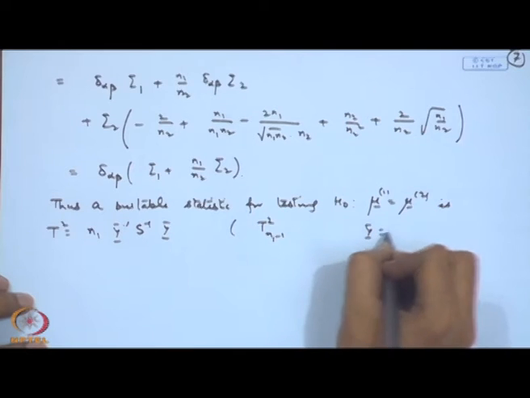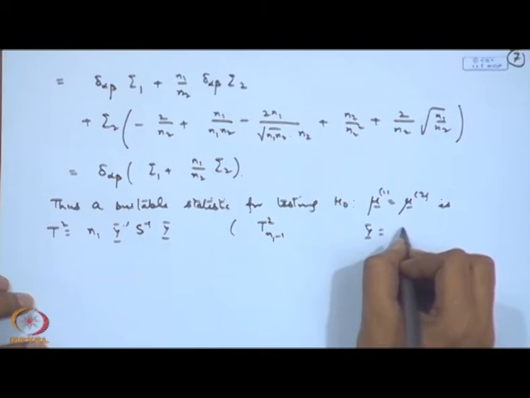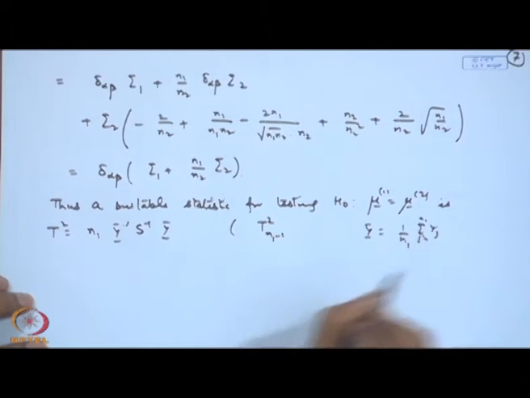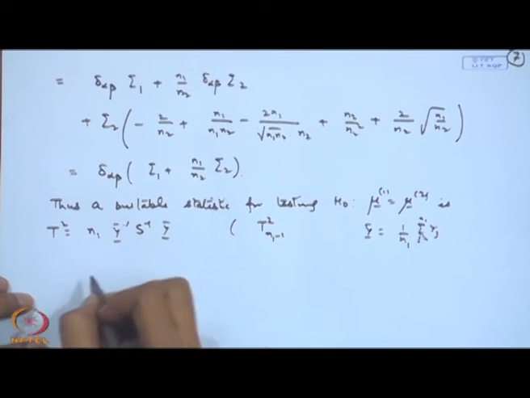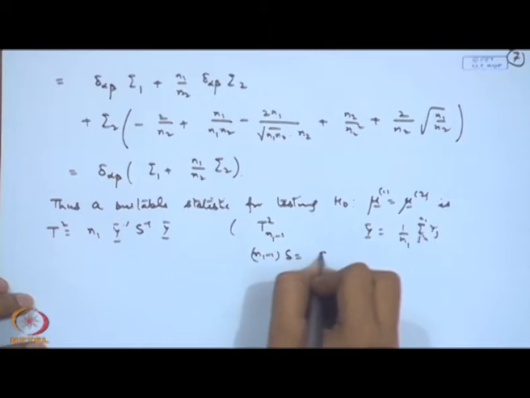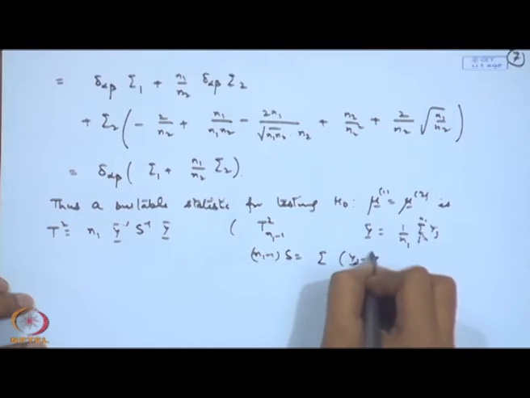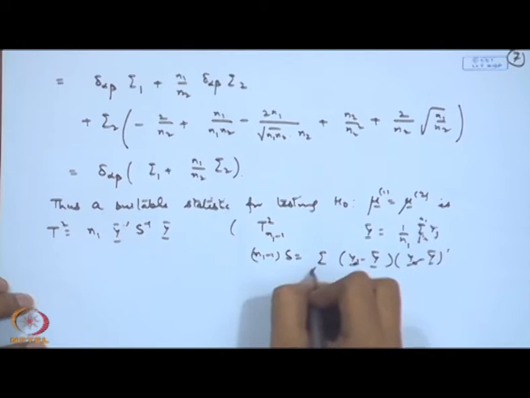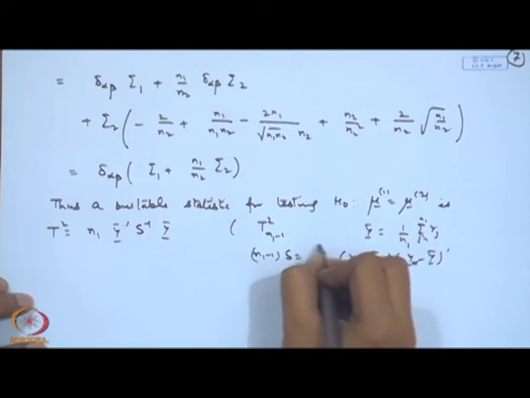where y bar is nothing but 1 by n 1 sigma y j, j is equal to 1 to n 1, and n 1 minus 1 S, that is nothing but sigma y alpha minus y bar y alpha minus y bar transpose, alpha is equal to 1 to n 1.